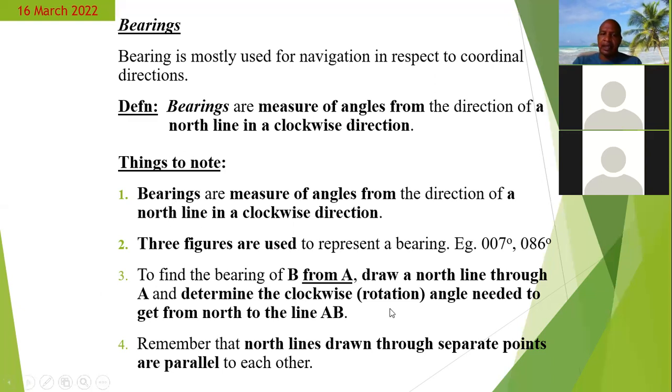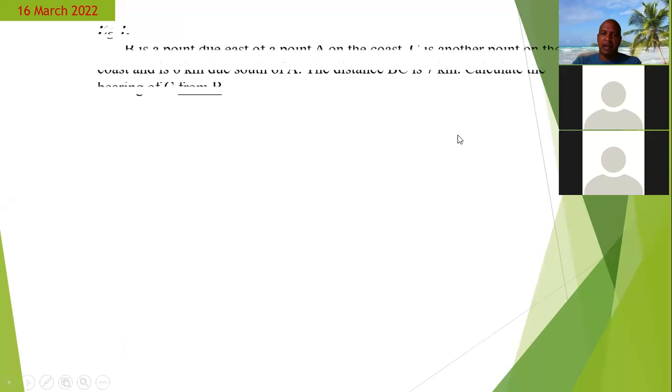All right. And then after you draw your north line, you have to draw another line from the same point A, connecting the point B in this case. The fourth point is to remember that north lines drawn through separate points are parallel to each other. And as I've just explained to you, that will allow you to find Z angles. All right, so moving along.